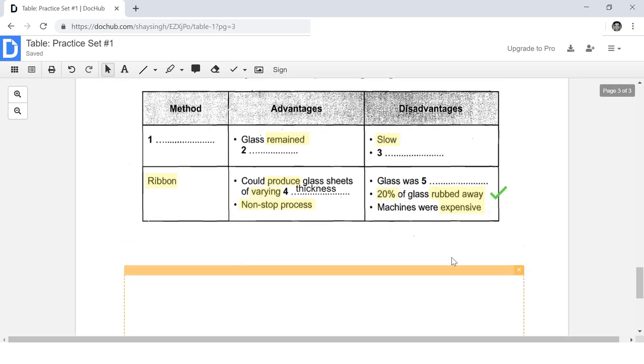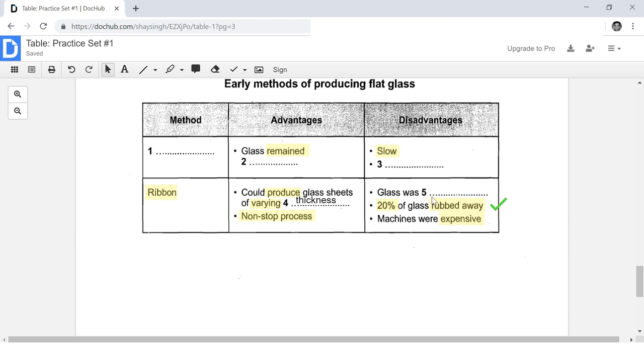Well, let's come down to number 5. Number 5 says that the glass was dash. So what was the glass? We have to find out. And then down here it says 20% of glass rubbed away, machines were expensive. Now, right here, we're talking about the disadvantages. Remember that. So glass was something bad, something negative. We have to find out what that disadvantage was.